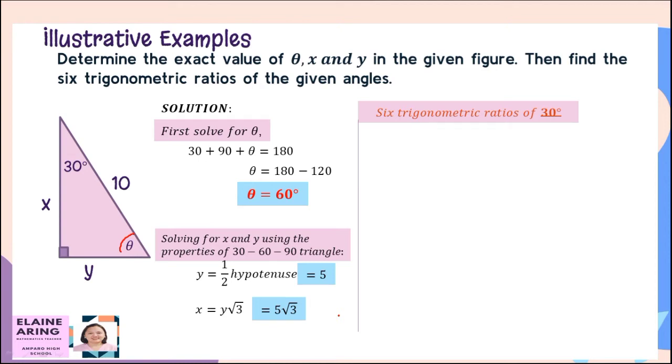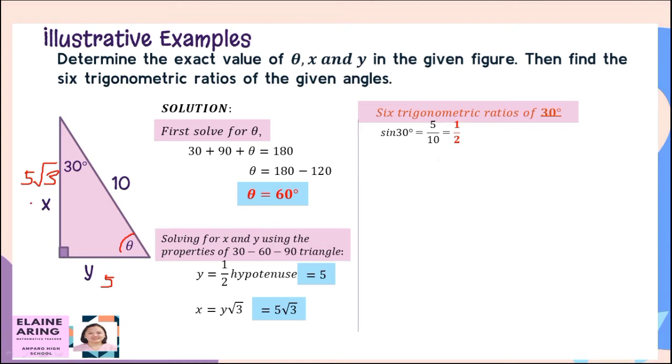Okay? So, after knowing the value of the legs, we can now solve for the 6 trigonometric ratios of 30 degrees and 60 degrees. So, 30 degrees muna tayo. So, sine 30 is, ito muna, opposite over hypotenuse. So, we have, di ba ito ay 5. Yung kabila naman is 5 square root of 3. Okay, so ito muna yung solve natin, ha. So, 5 over 10 or lowest term 1/2.